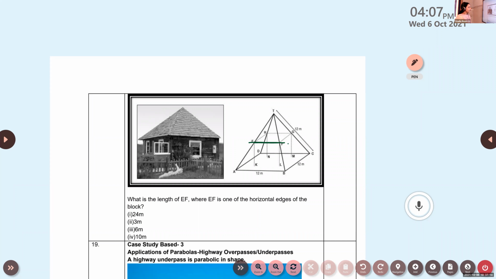If you want to use BPT, we need one triangle, isn't it? Which triangle will you consider? TAB. Very good. This is the triangle TAB. And it is given, what is given about E and F? E and F are the midpoints. And the length of AB is given 12 centimeter. So what will be the length of EF? 6 meters. Yes, it is meters. Okay, it is 6 meters.